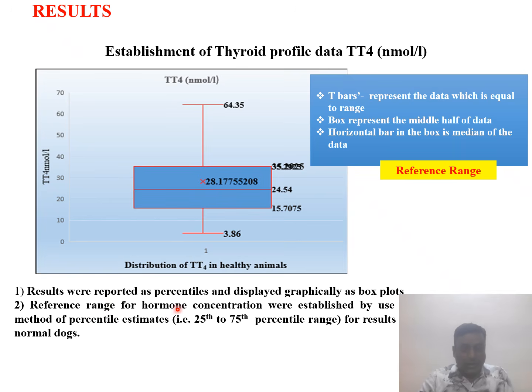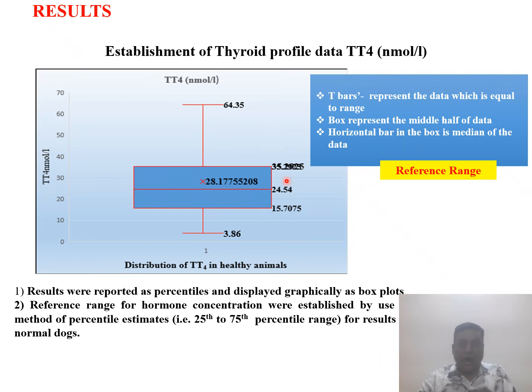Results were interpreted as a percentile and displayed graphically as a plot. And here the reference range for the hormone concentration was established using the non-parametric method of percentile estimation, where we use the 25th to 75th percentile range. So the 25th percentile is 15.70 nanomole per liter, to 35.29 nanomole per liter. This is our reference range for total T4.